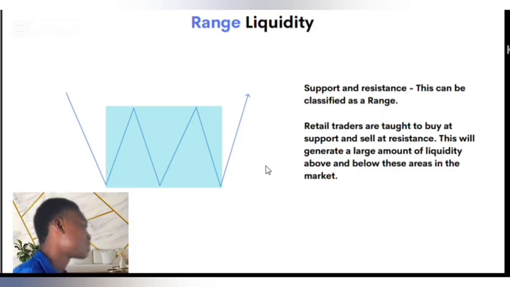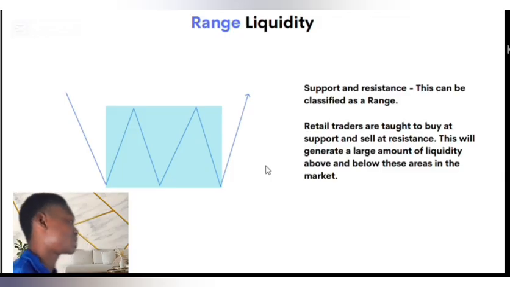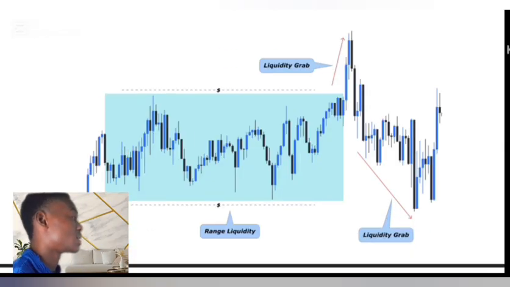Support and resistance, this can be classified as a range. Retail traders are taught to buy at support and sell at resistance. This will generate a large amount of liquidity above and below this area in the market. You understand? This is the example on the chart. You understand? This is the candlestick example.